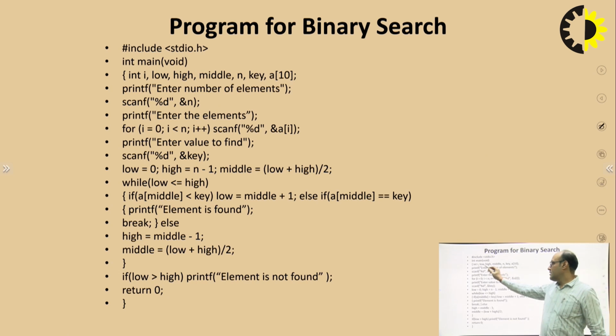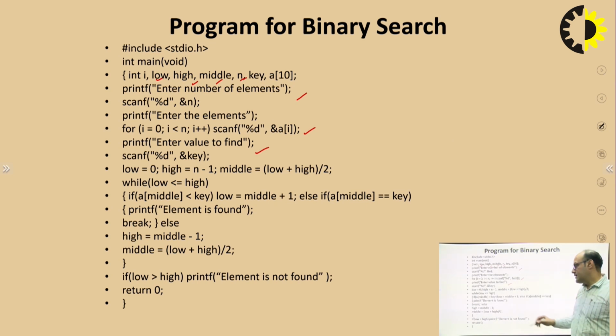Same I have illustrated. I have initialized the variables, declared firstly low, high, middle, and then asked for the input number of elements, entered the elements, then the element which we are going to find. Then initializing low is equal to 0, that is the 0 index position, high is equal to n minus 1, that is the last element in an array. Then I will find the middle element, low plus high divided by 2.